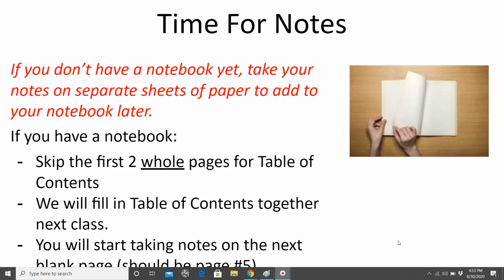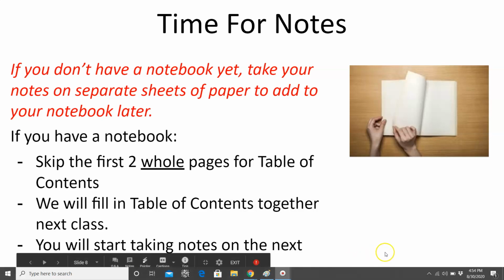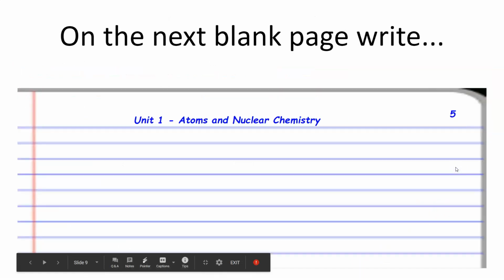So first thing is we need 2 pages for a table of contents. So you're going to skip 2 whole pages. So skip a page, then skip a page. And again, we'll fill that out later together. The second thing you're going to do is start taking notes on the next blank page. So that should be for you page number 5 in your notebook. And I'll show you what that looks like.